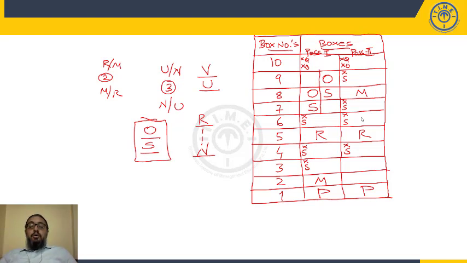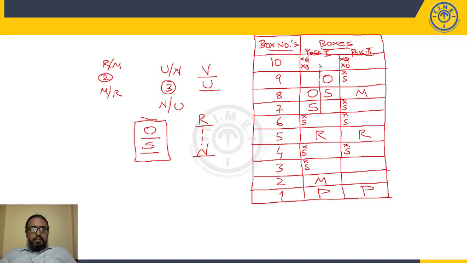Now what about the other one? Now the other one is you have this V and U. Correct? So where can I place this V and U? Now the possibility of placing V and U is either in 6 and 7 or in 4 and 3.